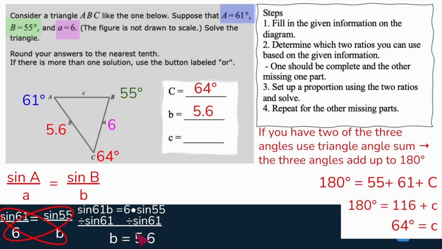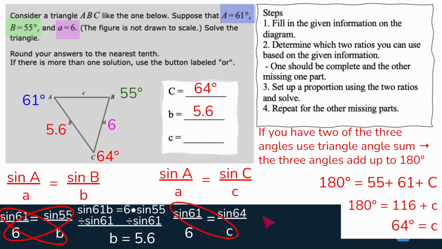All right, so I'm going to do it again. Now I need to know my last part, which is the side C. So now I can use that ratio again, but I'm going to do angle C over side C. So I'm just going to switch the ratio up. So my first ratio is actually going to be exactly the same. Nothing has changed. It's going to be sine 61 over 6. But the second ratio is going to change because now I have an angle of 64 instead of an angle of 55. And I'm using side C instead of side B.